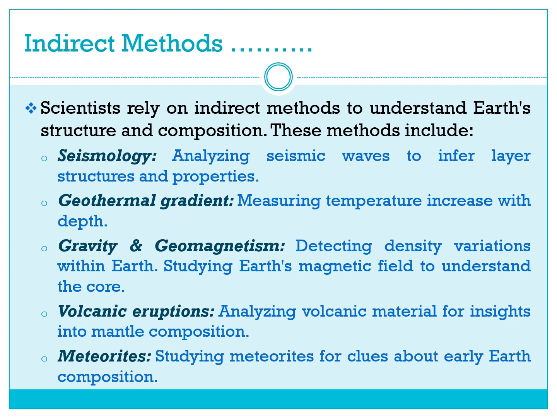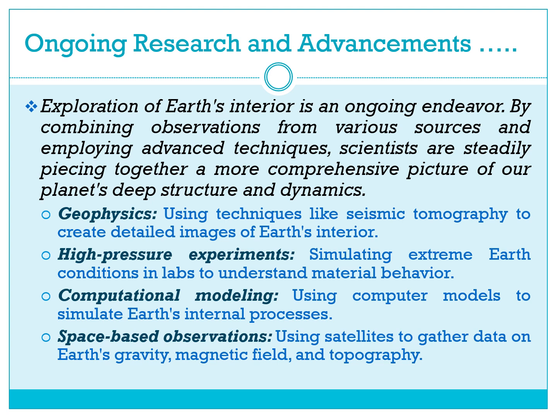Volcanism. Volcanic eruptions bring material from deep within the Earth to the surface. By analyzing the composition of volcanic rock, scientists can infer mantle composition and understand mantle processes. Meteorites. Meteorites are the remnants of the early solar system. By studying the composition of meteorites, scientists can infer the composition of the early Earth and gain insight into planetary formation. Ongoing research and advancements.